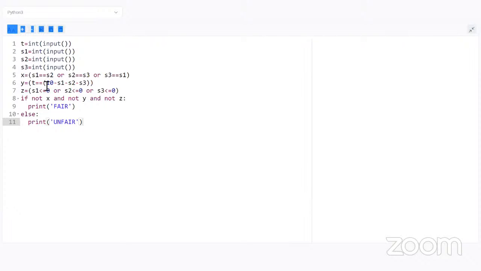In fact, I think in my case line 6 is completely wrong. I suppose I should write T not equals S1 plus S2 plus S3. Yes, you can write it as T not equals S1 plus S2 plus S3. I've taken all of these as if X, Y, or Z, any of them is true, then it will not print fair. That is why. So I should have written T is equal to S1 plus S2. I think I've made a mistake somewhere. I've gotten my mistake. I just need to work it out.